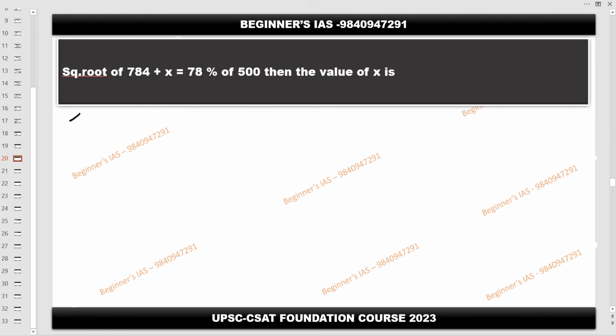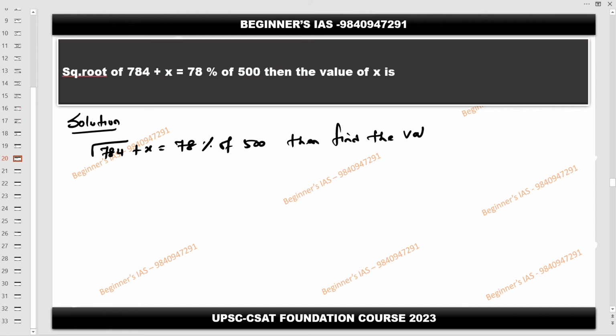I will write the question here if you want. Square root of 784 plus x is equal to 78 percentage of 500. Then find the value of x. Simple.